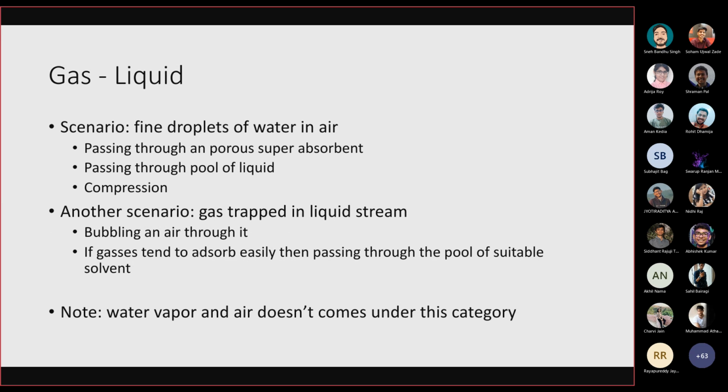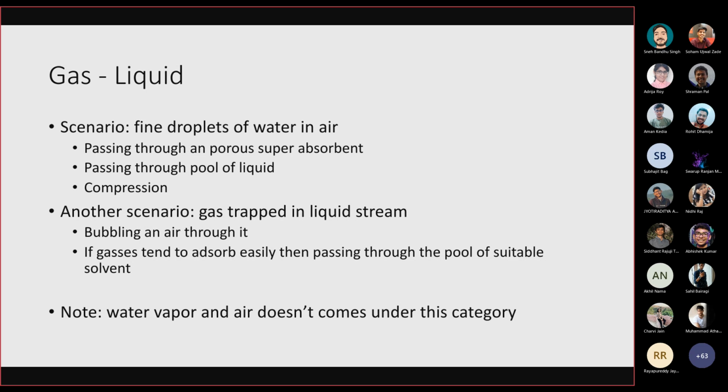So the next one is gas liquid. The simplest scenario we can think of is fine droplets of water in the air, right? We see mist formation in the air, or in winter season, we can very well relate to this one. So how do we separate those water droplets in air?